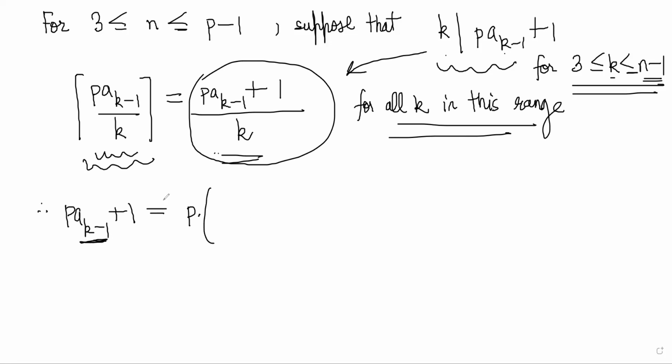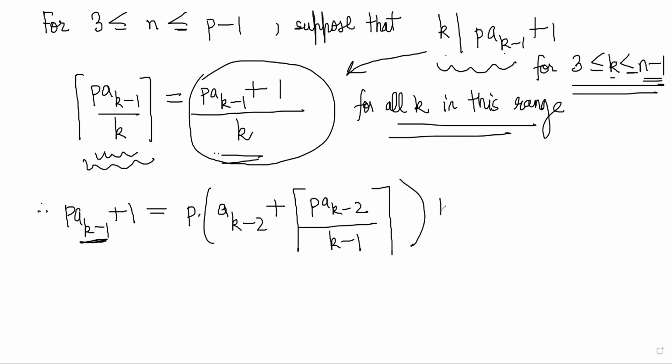I will write it using the original definition, so which is a k minus 2 plus p a k minus 2 by k minus 1, the least integer function, plus 1. So I'm using the definition of a k minus 1 here, right?